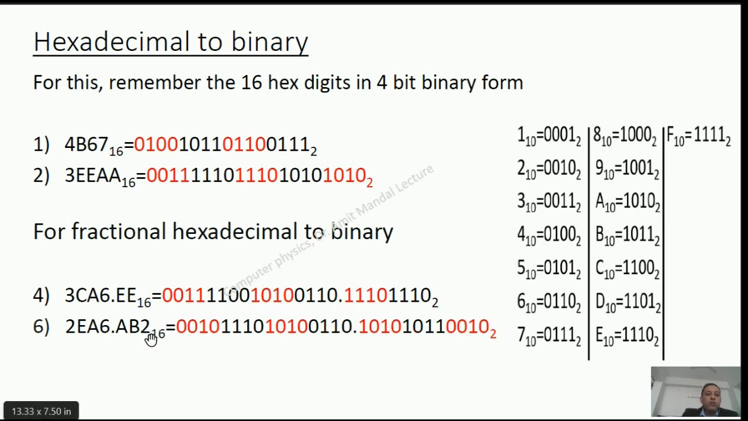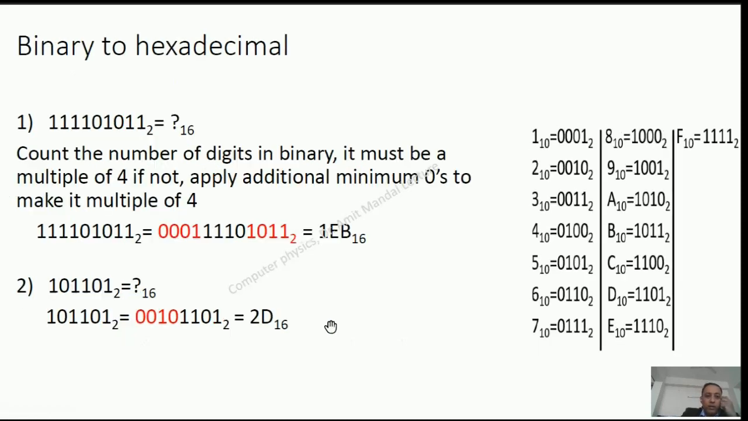That's all. This is the conversion of this hexadecimal into binary. Now, in case you want to convert a binary number into hexadecimal, how can you do it? Simple. First, you have to count the number of digits in the binary number. Suppose this is the binary number you want to convert into hexadecimal.